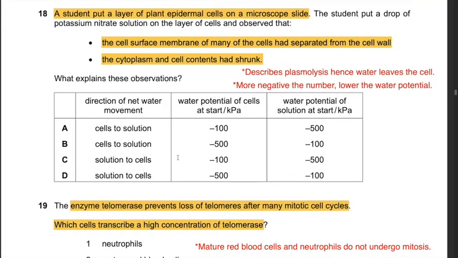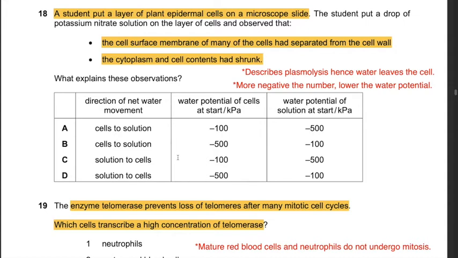Question 18. A student put a layer of plant epidermal cells on a microscope slide. The student put a drop of potassium nitrate solution on the layer of cells and observed that the cell surface membrane of many of the cells had separated from the cell wall. The cytoplasm and cell contents had shrunk.